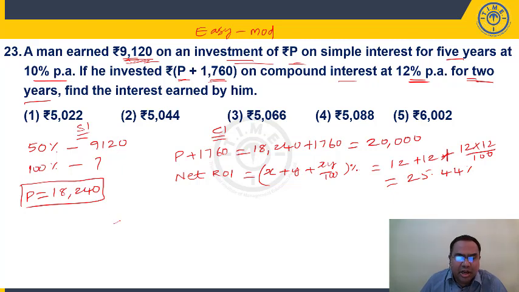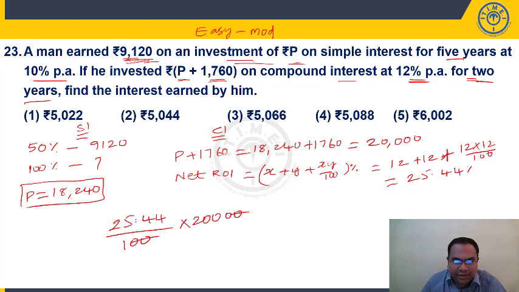So he's asking what is the interest. 25.44% by 100, percentage means into 20,000. 2 zeros, 2 zeros. If you multiply with these 2 zeros, this will become 2544 into 2. Double 2500 is 5,000, 44 double is 88, so 5,088 rupees is the interest. It is present in choice 4.